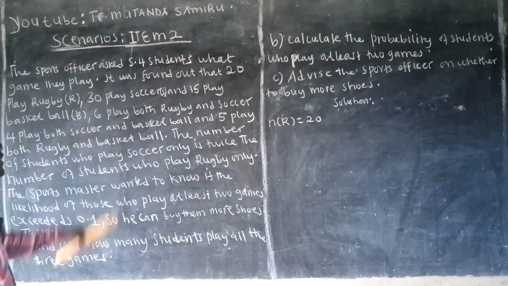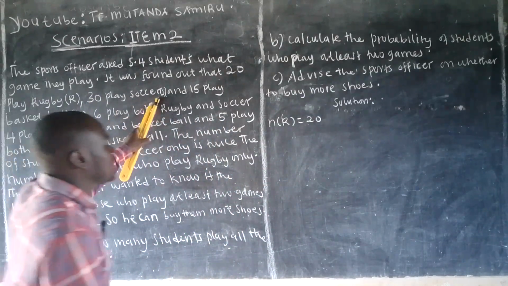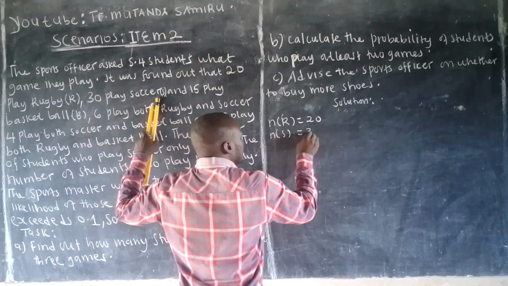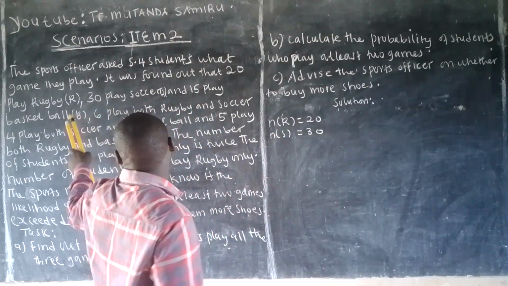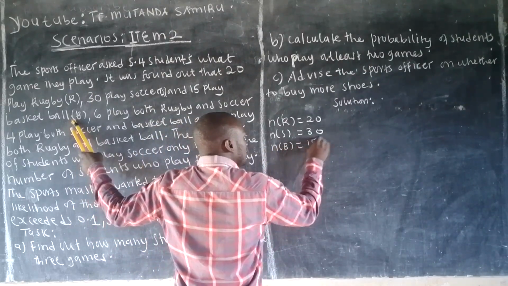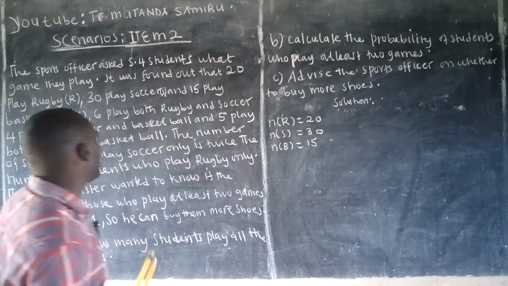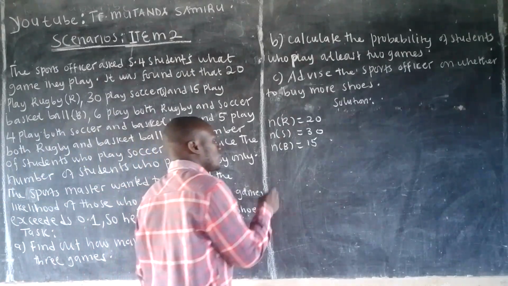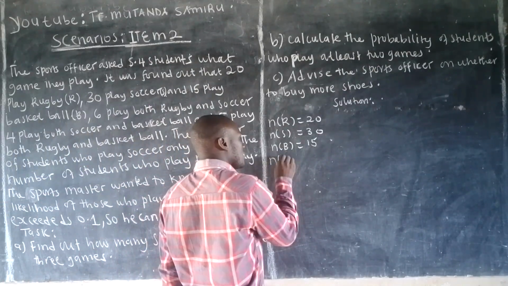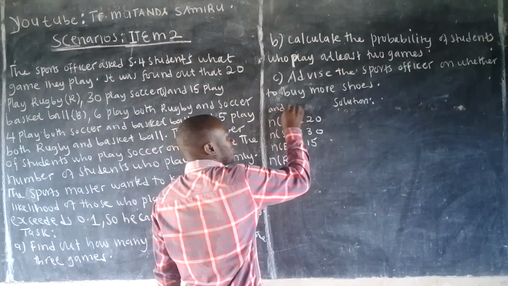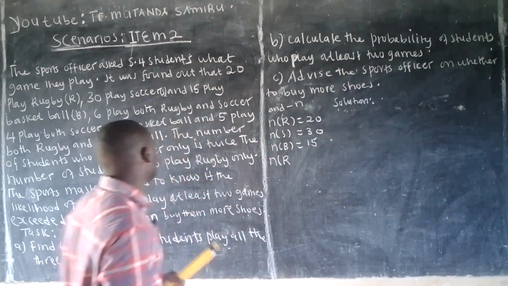Okay, good. 30 play soccer, that is S. Therefore, number in S is 30. All right, good. 15 play basketball, so number in B is 15, like that. Good. Now 6 play both rugby and soccer. I told you that the word "and" in simple terms means intersection.